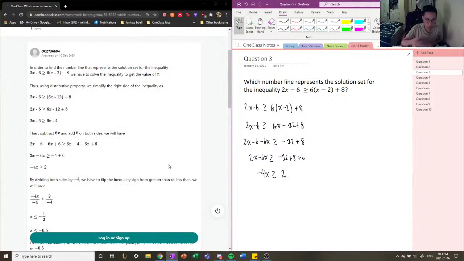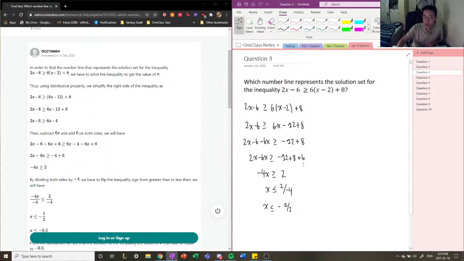Now we want to get rid of the negative 4, so we're going to divide both sides by negative 4. There's a rule with inequalities: whenever you're dividing or multiplying by a negative number, you have to flip your inequality sign. So we flip our inequality sign because we're dividing by negative 4, and it's going to be 2 divided by negative 4, so x is less than or equal to negative one half.